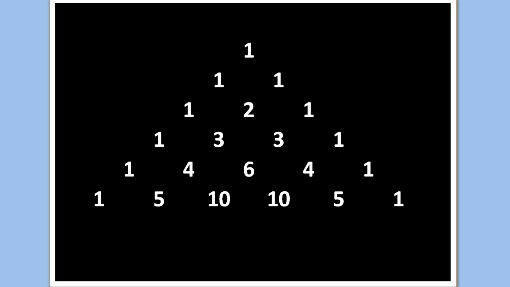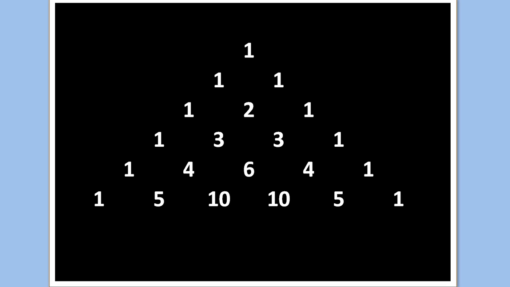Now, if you look at the diagonals, you'll notice that the first diagonal is all 1s. The second diagonal is 1, 2, 3, 4, 5, and that goes on forever. That's just the natural numbers. The third diagonal starts 1, 3, 6, 10. Those are actually known as triangular numbers. We'll look at that in a moment. And so on and so on. And there are other properties in the triangle.